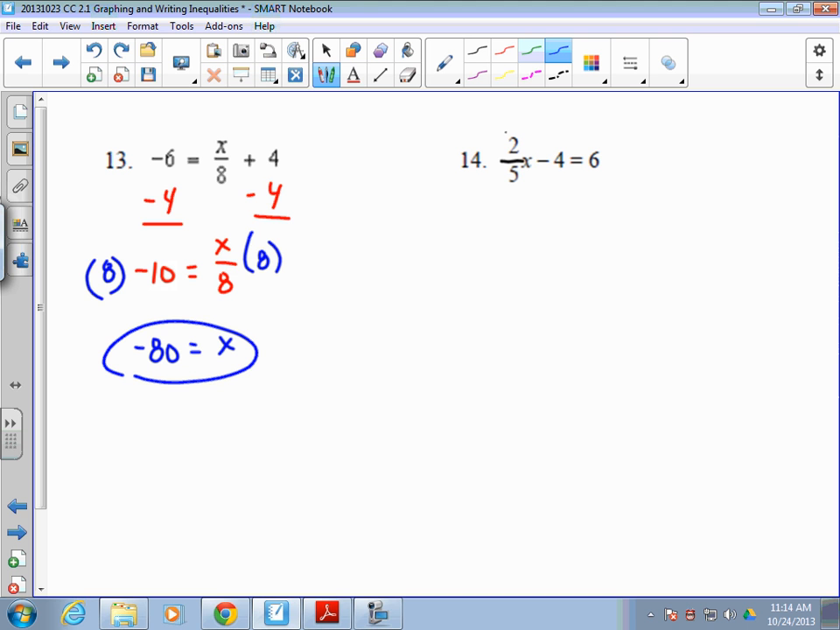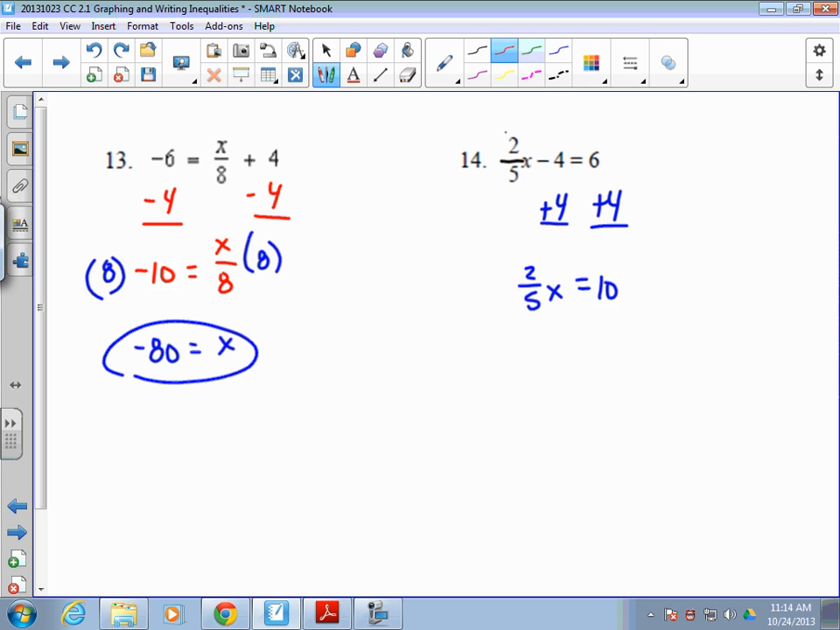2 over 5x minus 4 equals 6. Get rid of minus 4 by adding it. Do the same to the right. 6 plus 4 is 10 equals 2 over 5x. 2 over 5 times x, you would undo that by dividing by 2 over 5. But remember, when you divide by a fraction, you multiply by its reciprocal.